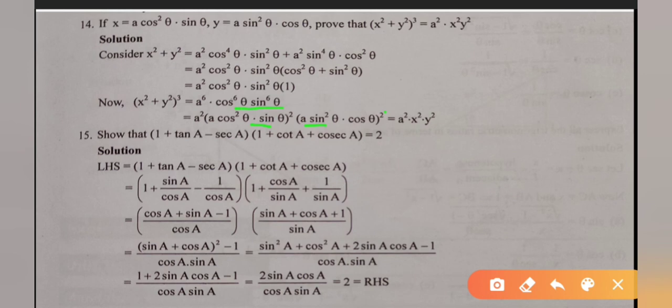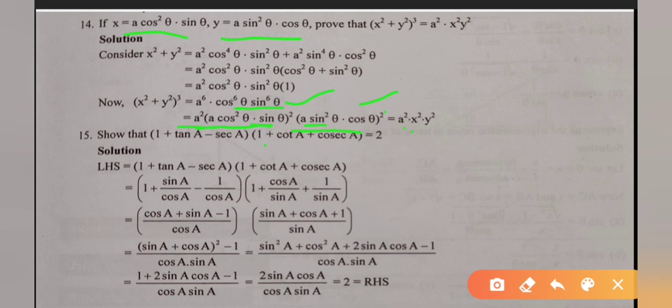Therefore, we can write a square as it is here, a square as it is. Now, a cos square theta sin theta whole square is nothing but x square, because we have taken in terms of x and y. Already we have the value of x as a cos square theta into sin theta, and for y, a sin square theta into cos theta. Got it? Therefore, finally a square into this term is x square, this term is y square. Therefore, a square into x square into y square.